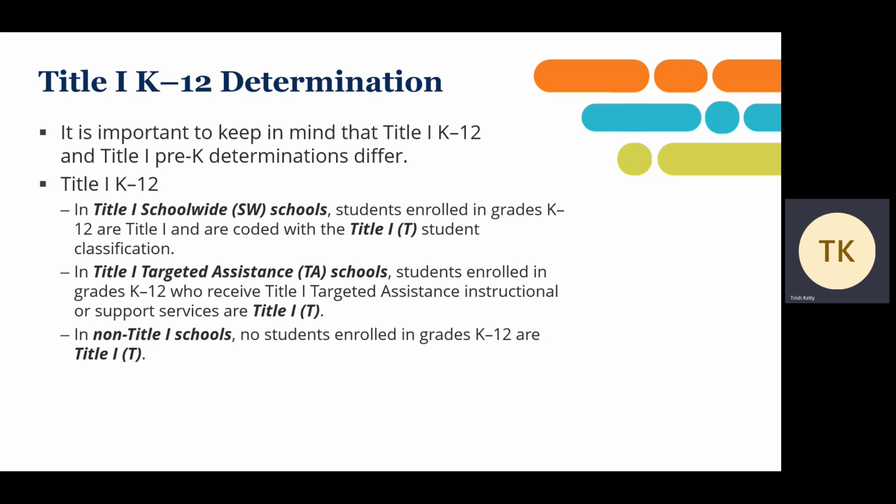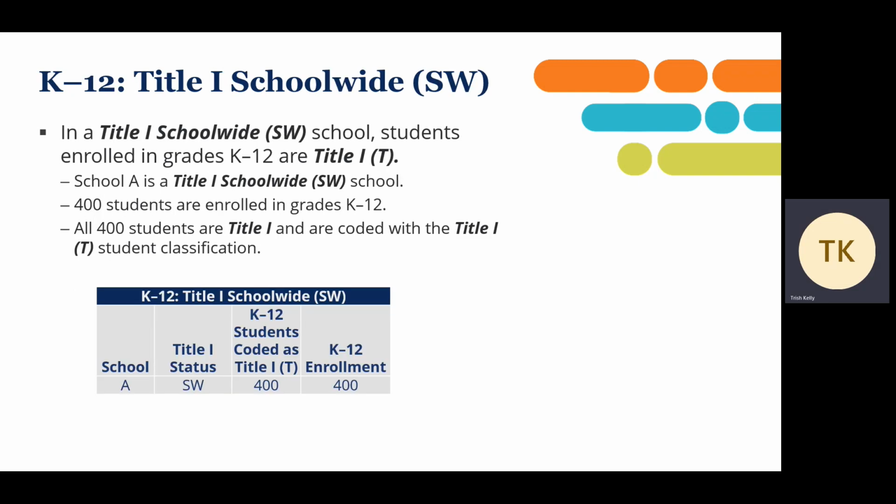In Title I targeted assistance schools, by contrast, the Title I services are targeted. So only those students enrolled in grades K through 12 who receive Title I targeted assistance, instructional, or support services are Title I and are coded with a Title I-T student classification. In non-Title I schools, no students enrolled in grades K through 12 are Title I, and none are coded with the Title I-T student classification. We're going to look at examples of each type of school.